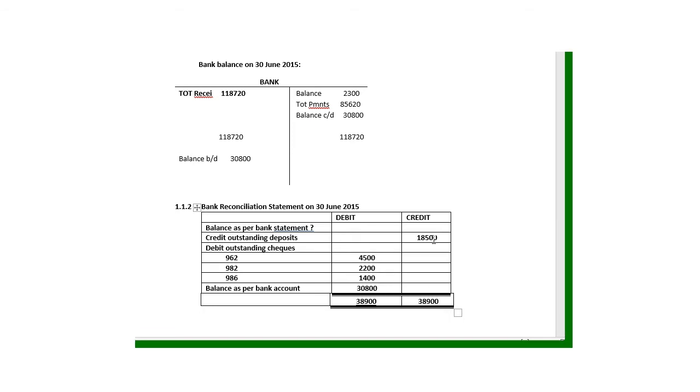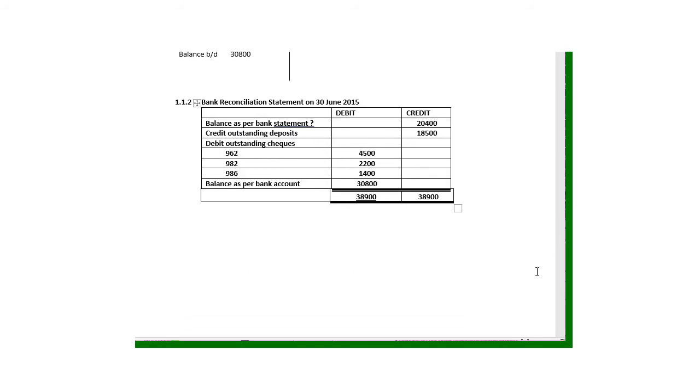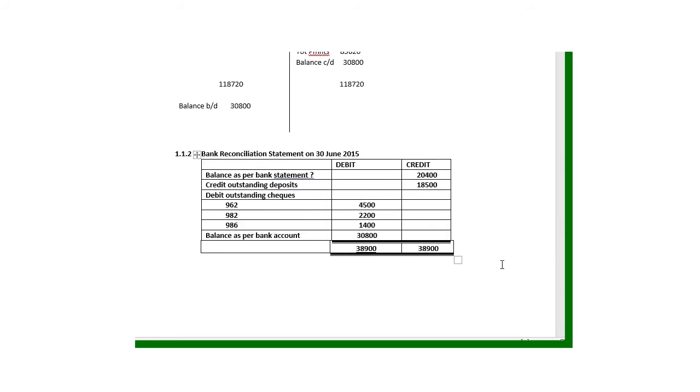Work out the difference between the 38,900 and the 18,500. And that I will put in on that side next to balance per bank statement. And that is 20,400. So if I want to check, I can now add those two and it should still give me 38,900.